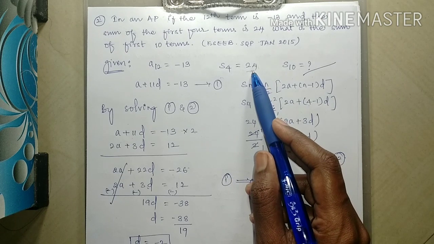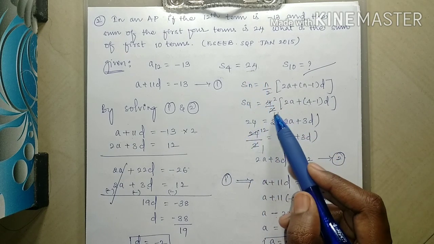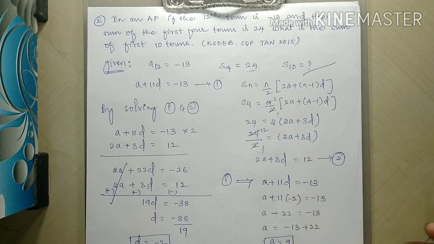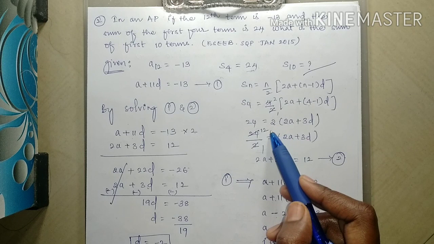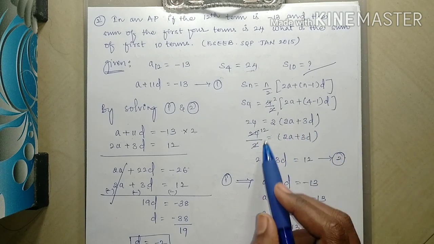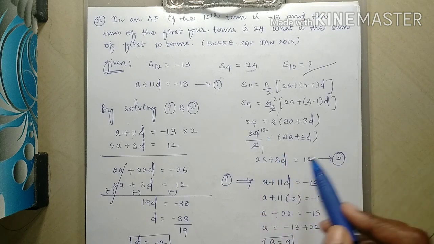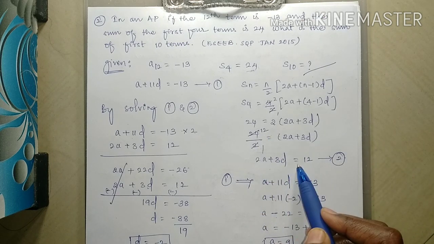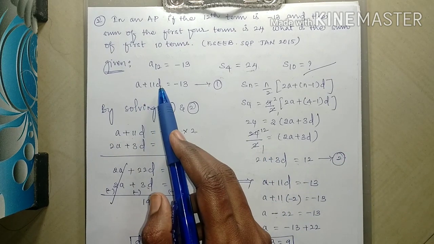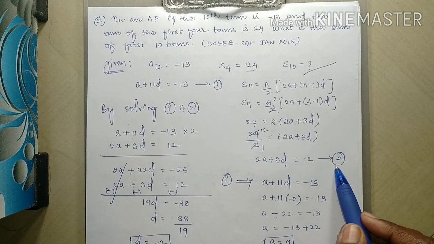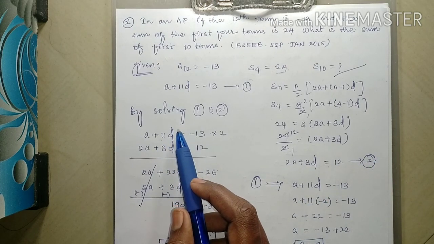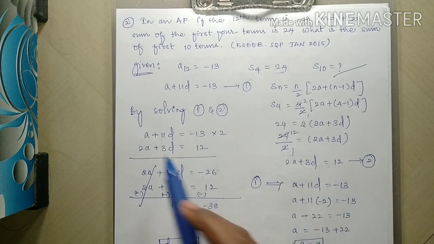So the sum of 4 terms is given as 24, that is equal to, so 2 2s are 4, 2 into 2a plus 4 minus 1 is 3d. So now 24, this 2 will go to the denominator, so 2a plus 3d. Now 12 2s are 24, so 2a plus 3d is equal to 12. So this is equation number 2. So we have equation number 1 and equation number 2. Now we'll go by the elimination method by solving equations 1 and 2.